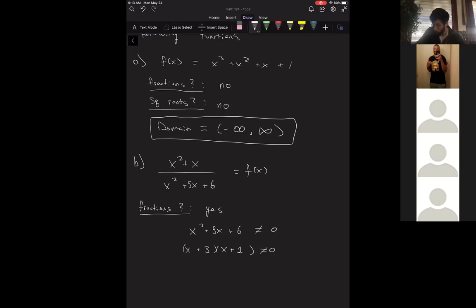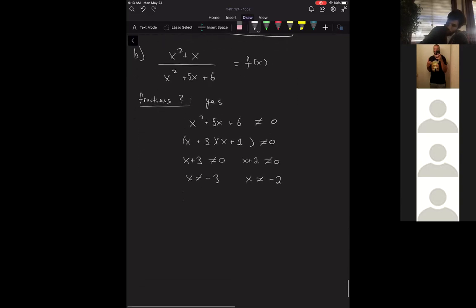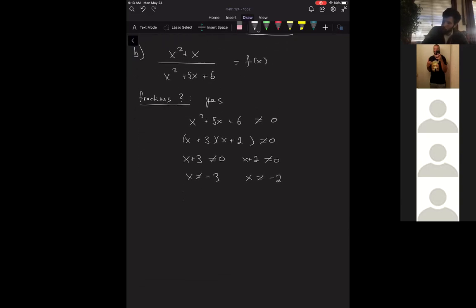So we have to have this not equal to 0. This means each of those pieces can't be equal to 0. So x plus 3 can't be 0, and x plus 2 can't be 0. This means x can't be minus 3, and x can't be minus 2. Okay, let's hold these for a second.